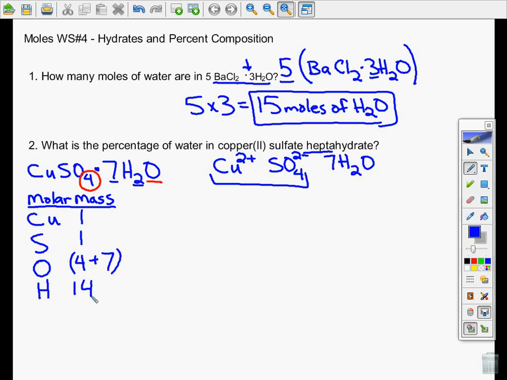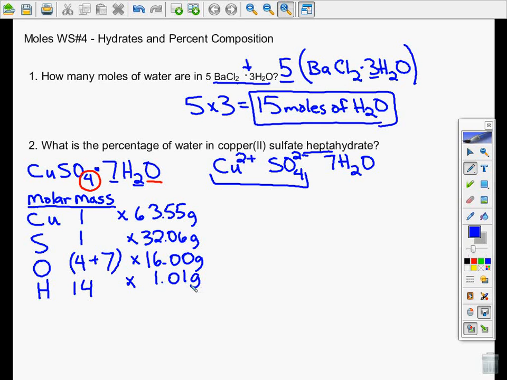Now all I do is go to the periodic table and write down the molar mass of each. For copper, it's 63.55 grams. For sulfur, it's 32.06 grams. For oxygen, once again, I'm only taking them to 2 decimal places, 16.00 grams. And finally, for hydrogen, it's 1.01 grams. Go ahead and multiply these out and add them up, and I get a total of 285.75 grams. That is the molar mass of copper 2 sulfate heptahydrate.